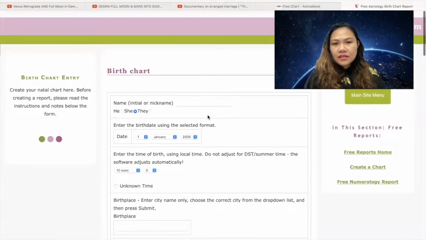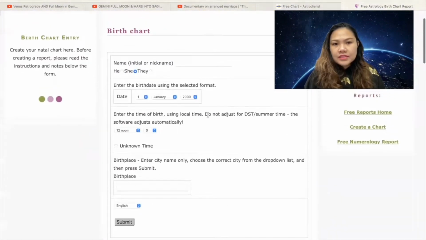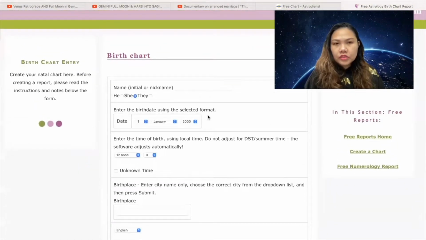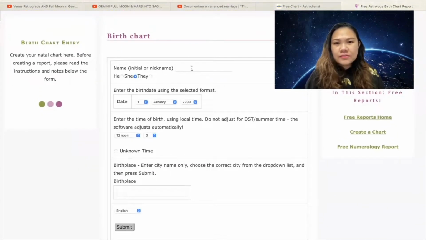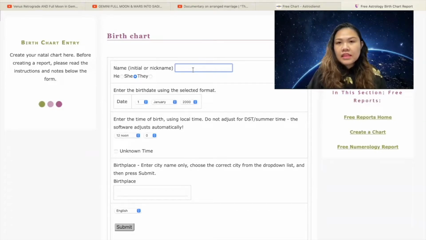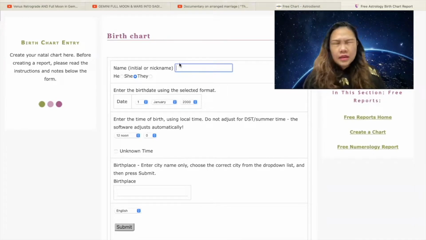And then you see the whole screen is about the information. You don't need to put the name. I usually don't put the name unless I have a client who asks me, but then I have my own software, so I don't use this. This one is just for people who are into astrology but are not astrologers, because astrologers have our own software. The software is more precise. Okay, so he, she, they, whatever, don't care.